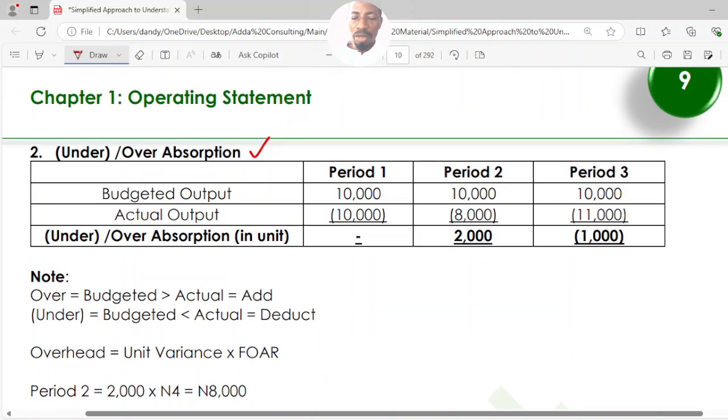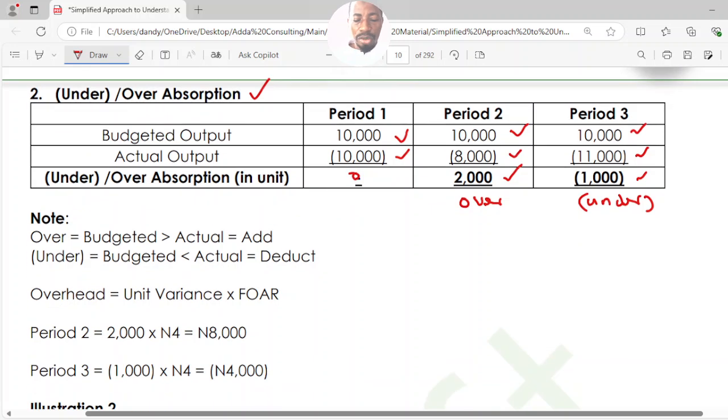So the budgeted output for each period is 10,000 units. The actual units produced for each period are 10,000, 8,000, then, sorry, 11,000. So 10,000 minus 10,000, nothing, zero. 10,000 minus 8,000, positive 2,000. 10,000 minus 11,000, minus 1,000. So this one is over, this one is under. Of course, you still remember this formula.